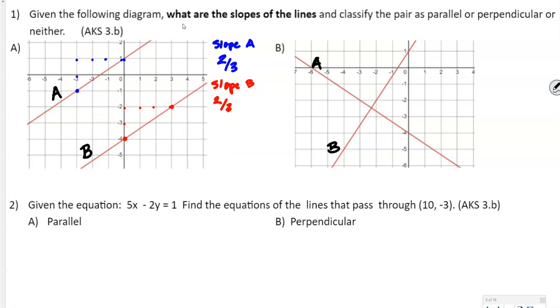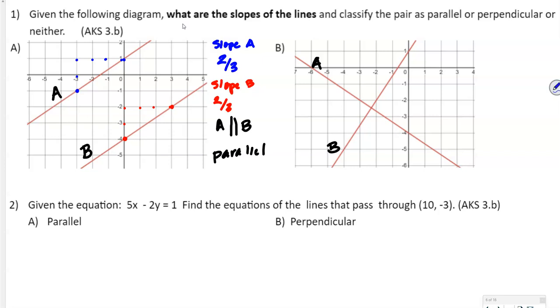So what does that mean? That means that A is parallel to B. Sorry, line A is parallel to line B, right? So they are parallel, and I'm going to write that. Okay. Then we have A over here on the right.